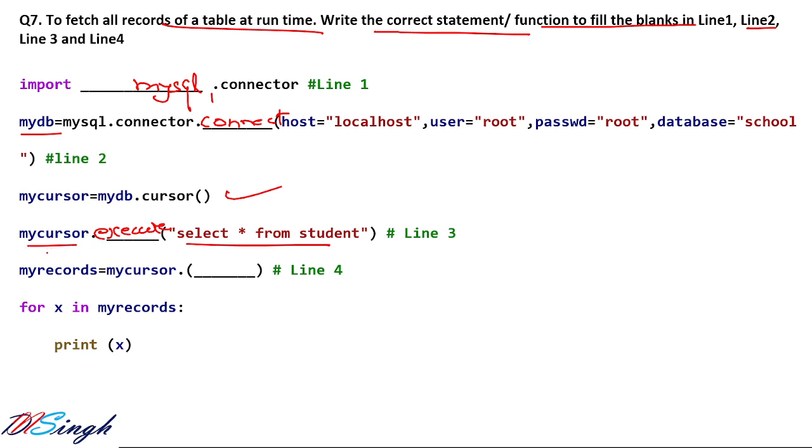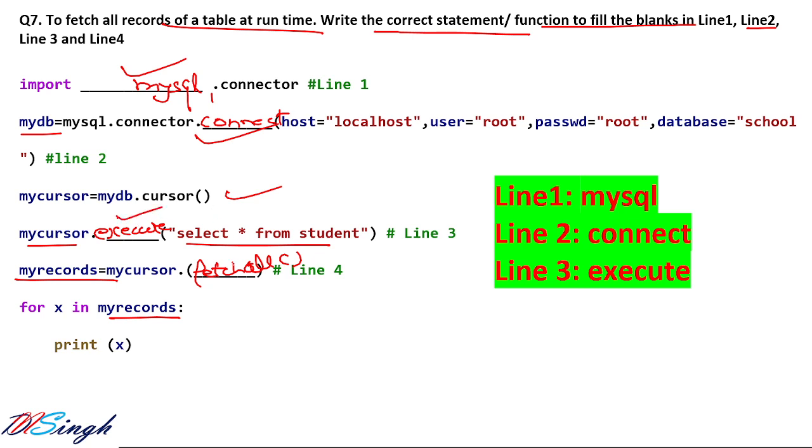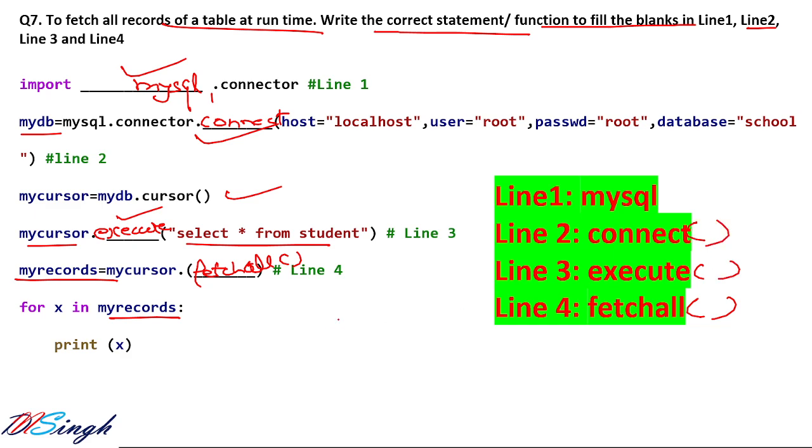Another way to remember it, after doing all this, our job is to fetch those records from the cursor to a variable in Python. So my records equal to my cursor dot, we have a function called fetchall. So that fetchall function should be used here to get all the records from the cursor into my records, and then we can iterate over that my records variable and print all those. Let us see the output. mysql, okay, fine. Then next is connect, okay, fine. Next is execute, fine. Next is what, fetchall. So this is a function, and this is also a function, this is also a function.